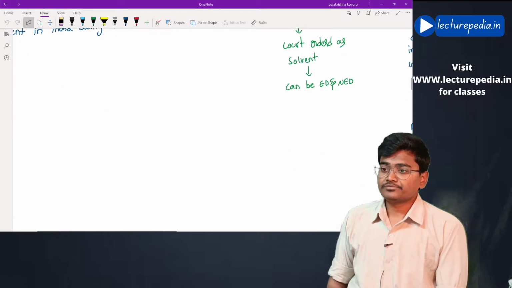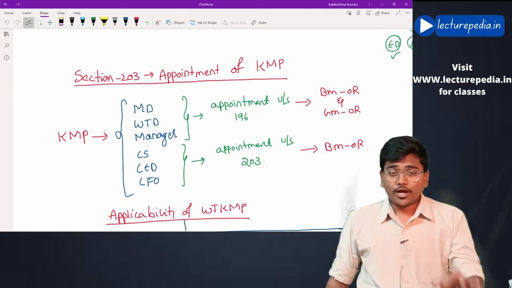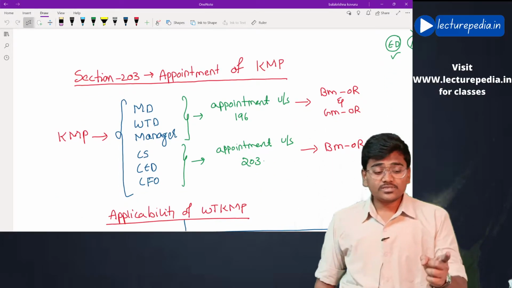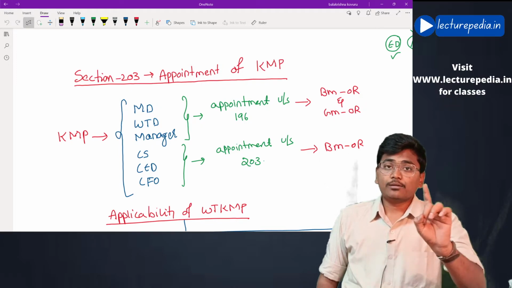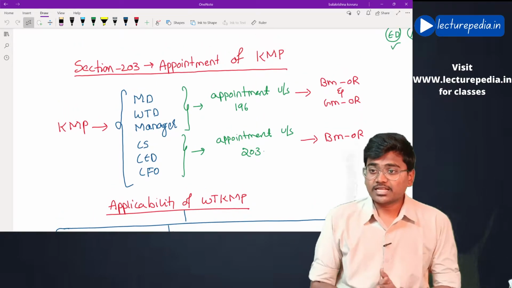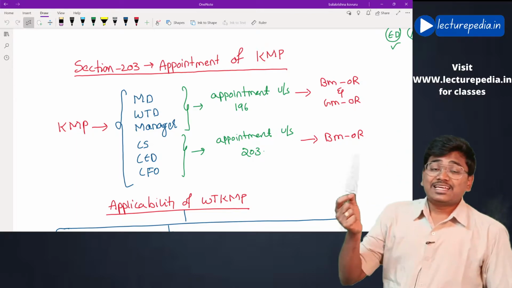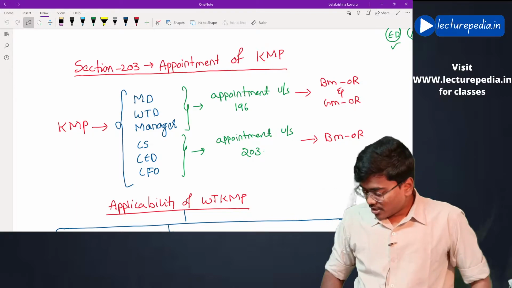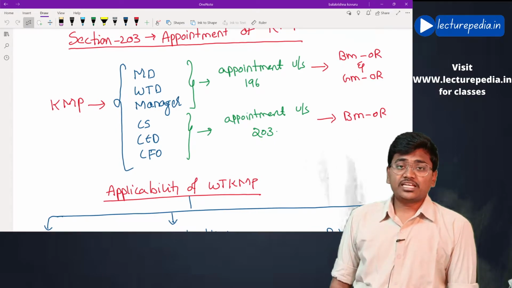Next, by this we have completed section 196, appointment of managing director, full-time director and manager. Next, section 203, which deals with appointment of key managerial personnel. First of all, we will see who are the people covered under key managerial personnel.